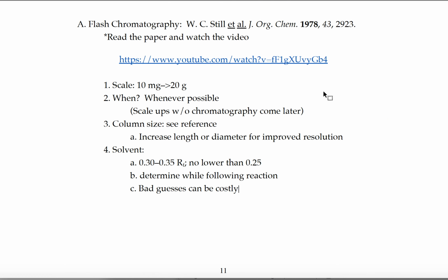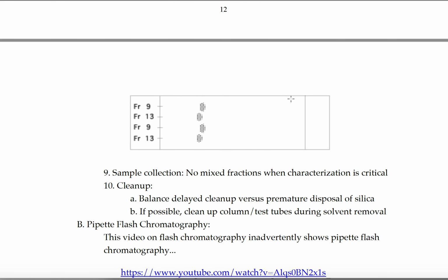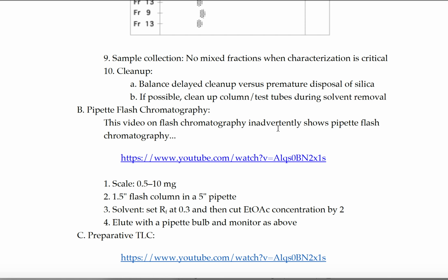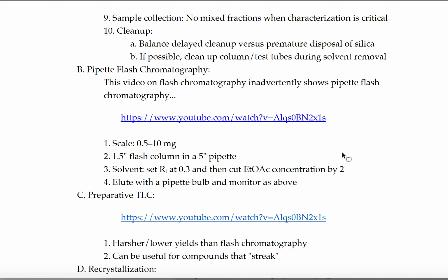I'd do a flash in a pipette. Amazingly effective, actually, and it's very fast. You literally just load your compound. What I would do is pick the flash solvent, and then cut the polarity in half. I'd cut the ethyl acetate concentration in half because it's a real short column. You're looking to just get kind of a cleanup, but I would get way more than I expected, more often than you can imagine. It's really just a 1.5-inch flash column in a pipette. And again, you throw the pipette away. The cleanup's trivial. Takes you all of 3-4 minutes.